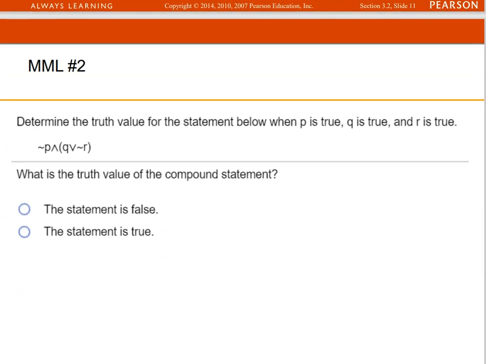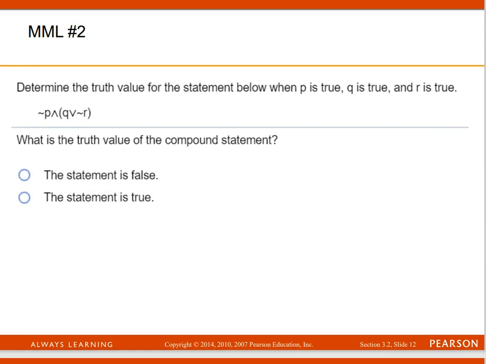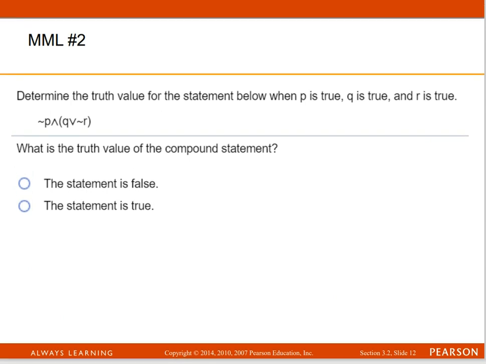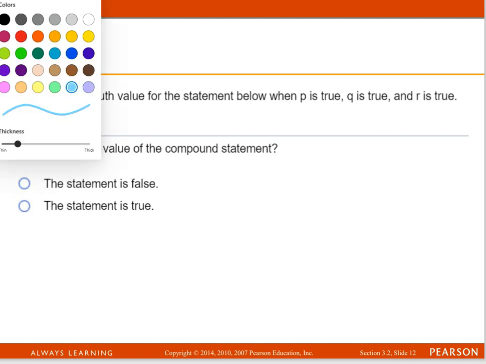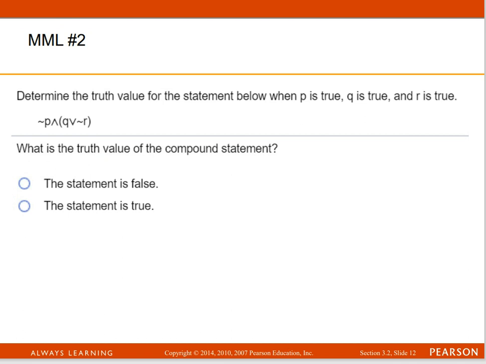Okay, I'll go ahead and do 2. 2 is similar. It says determine the truth value for the statement below when P is true, Q is true, and R is true. Let me rewrite this because it's so tiny. We've got the negation of P and Q, or the negation of R.